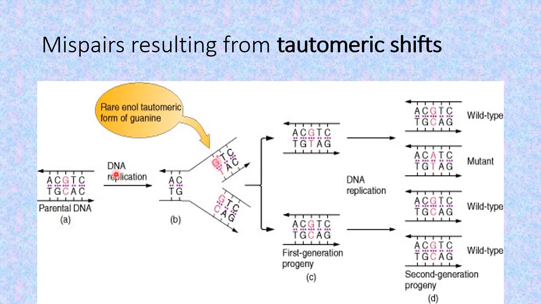In the parental DNA, if DNA replication takes place, these A and T, this thymine which is base pairing with this enol form of guanine, when this stretch of nucleotide undergoes replication, it leads to the formation of a mutant along with the wild type. So the gene pool will now have this mutant form of the stretch of nucleotide sequence also.